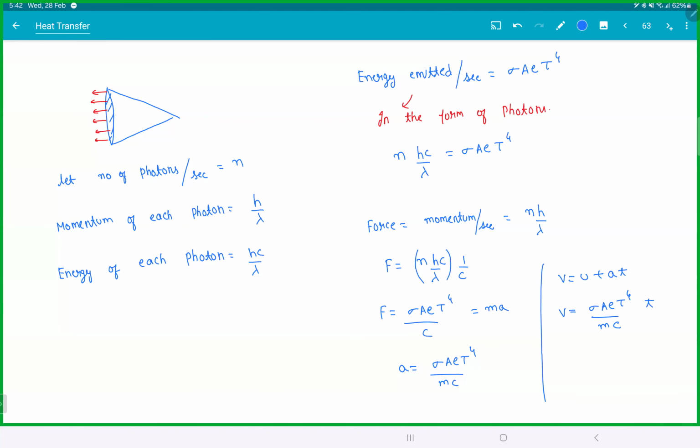Check. Remember, n is something which you assumed. Lambda is something which you assumed. Nothing should come in the answer. Sigma, area is pi r square. E is equal to 1. c is the speed of light. I know everything.